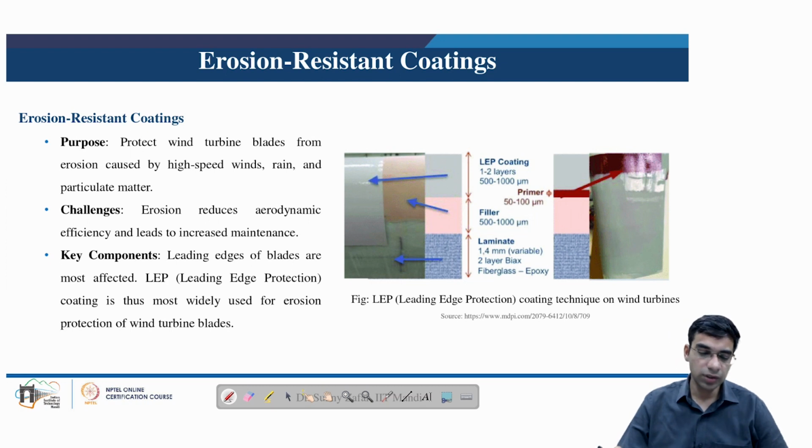These include the leading edges of the blade, and leading edge protection coating is widely used for protection of the wind turbine blade. Here in the image we can see the various layers of laminate, filler, etc. being used, and then the primer and leading edge protective coating is applied, which is generally 1 to 2 layers, and the thickness of this coating is between 500 to 1000 micrometers.